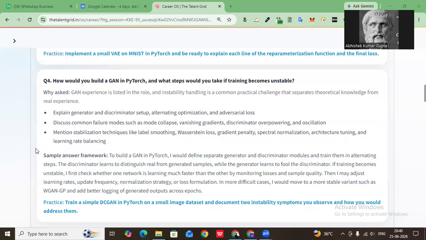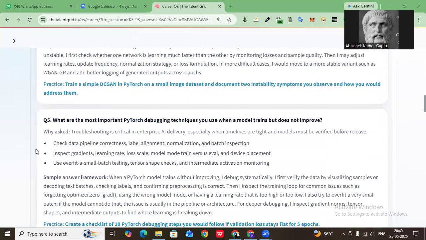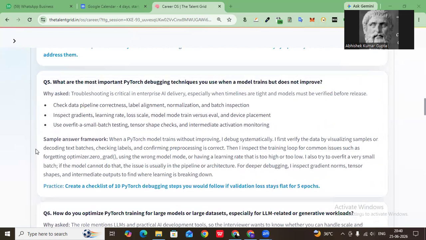It is more important as well. Now, coming back to the next point: what are the most important PyTorch debugging techniques you use when a model trains but does not improve? So you're constantly training the model, but it is not getting improved. How would you debug those? What are the debugging techniques in PyTorch?